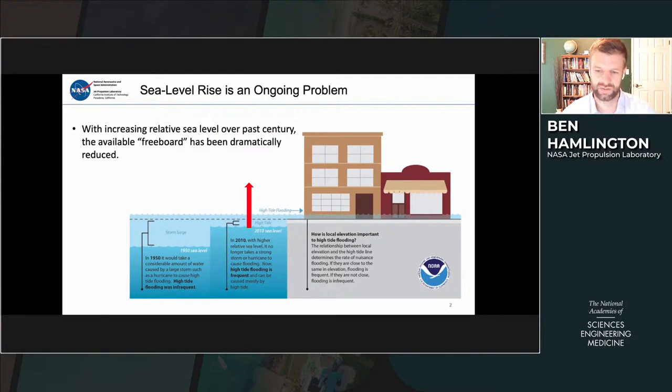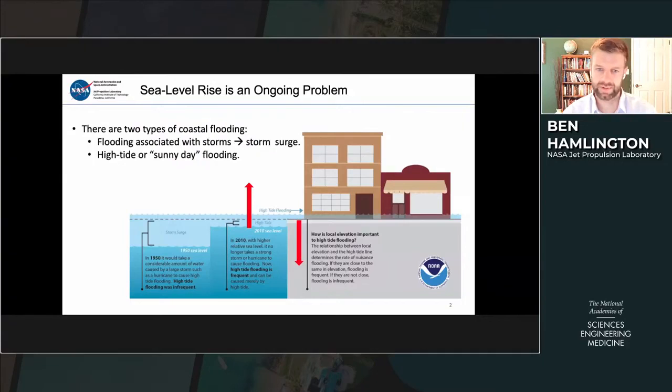So there's two things, and this is really going to be the focus of both my talk and also the talks that follow. So there's the increase in sea level, which is obviously an important factor in terms of reducing this freeboard, but it's also the land is sinking. So it's this interplay between land and ocean that's really of critical importance when you're talking about the threat of coastal flooding. And there's two types of coastal flooding that occur.